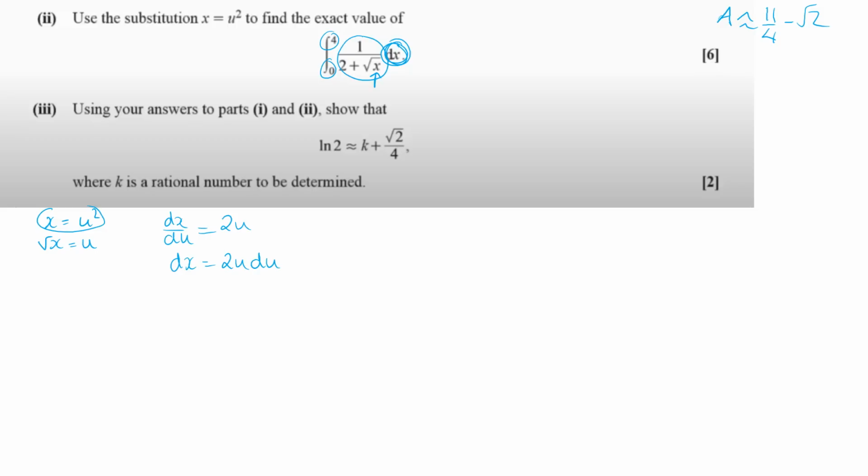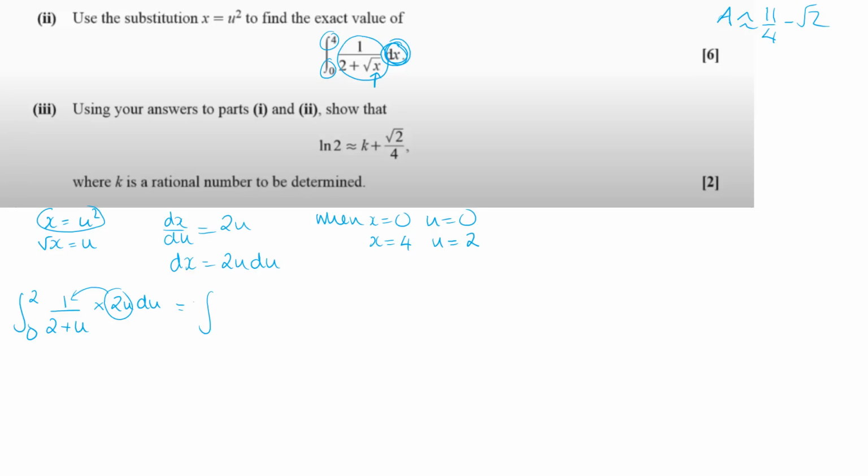Now I just need to do my limits. When x is equal to 0, we can see root 0, u will equal 0, and when x is equal to 4, root 4 is going to be 2. So I'm going to be integrating between 0 and 2 of 1 over 2 plus u, and then times by 2u du. So let me just rewrite that with this being involved over here.